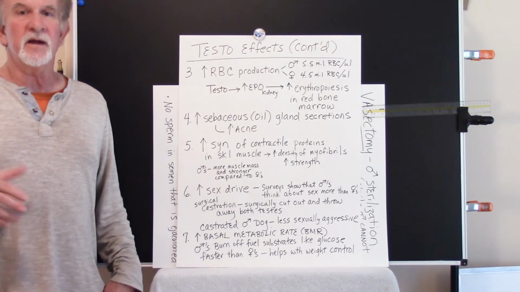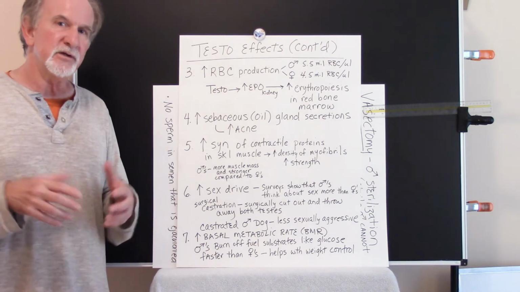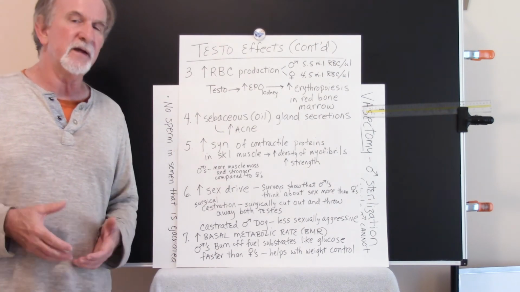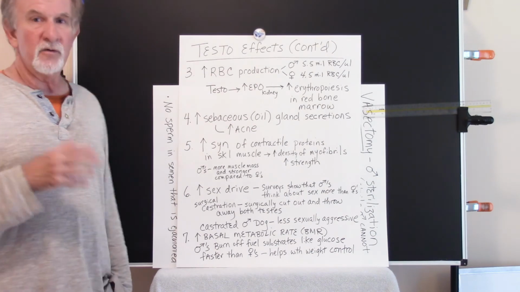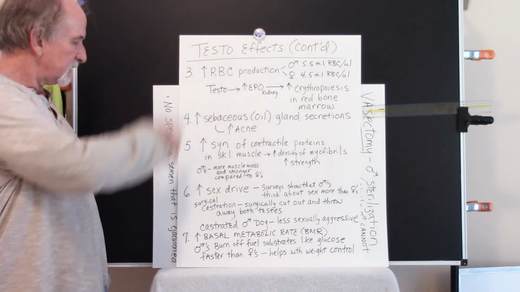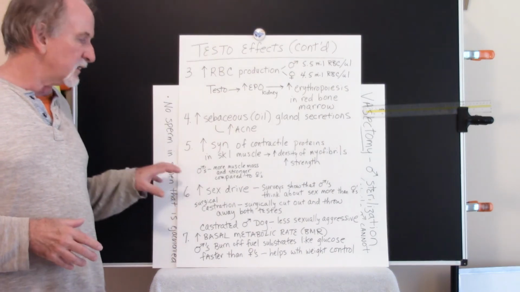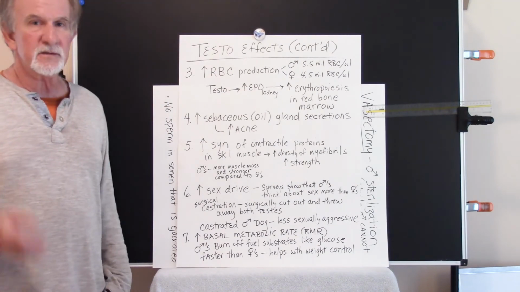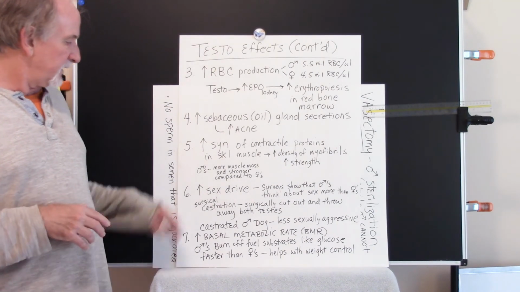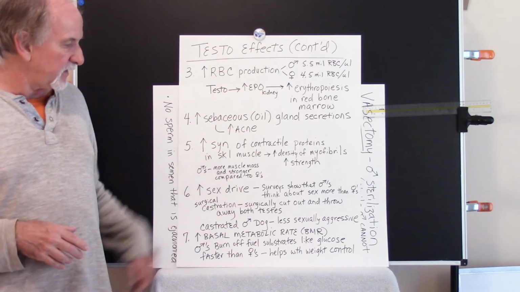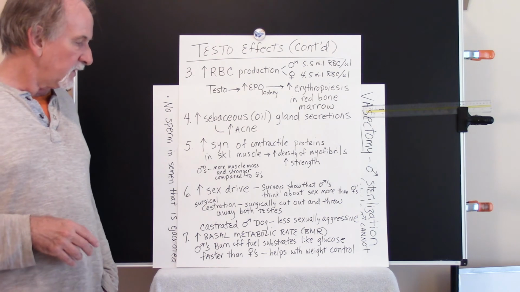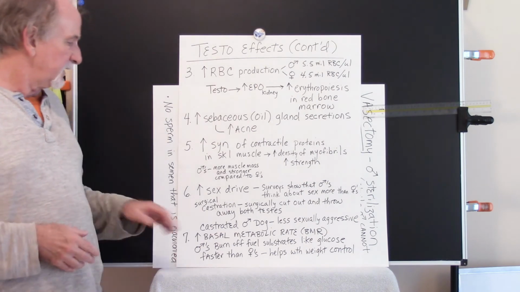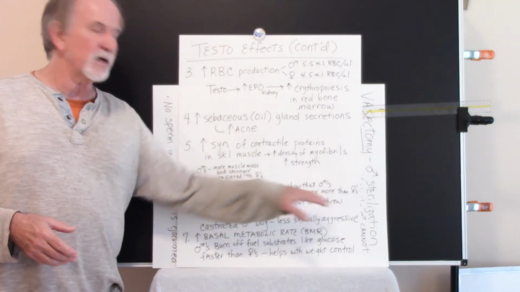So guys are more likely to lift more weight in a gym, and this is a real physical advantage that males have over females. Another effect of testosterone is to increase the sex drive. So surveys show that males think about sex more often than females. This is well known. And if you surgically castrate a dog, and that means take out or cut out both testes and literally throw them away, then that dog becomes less sexually aggressive.